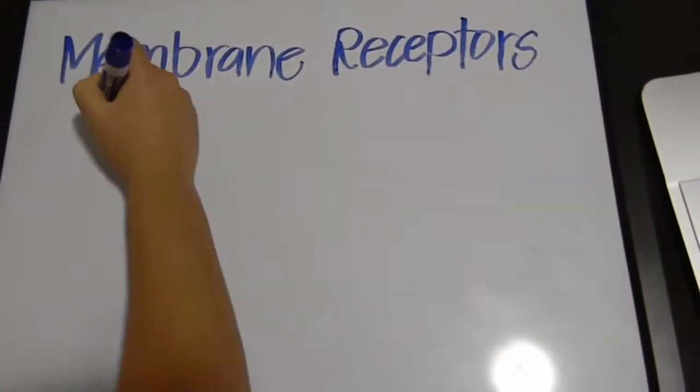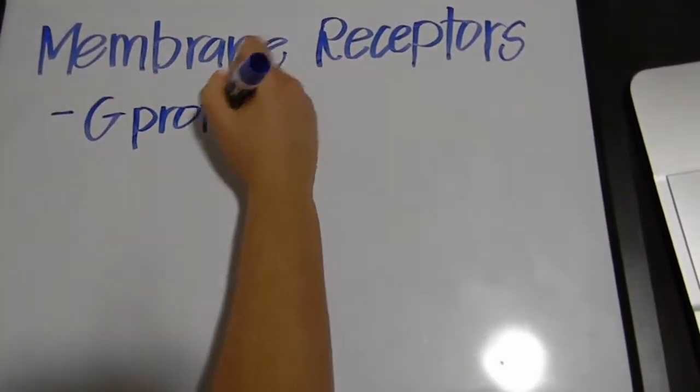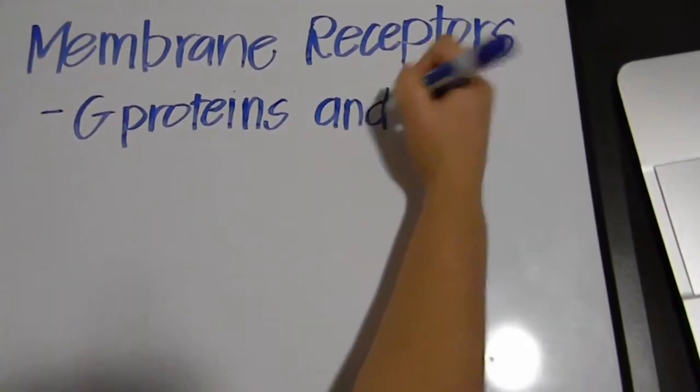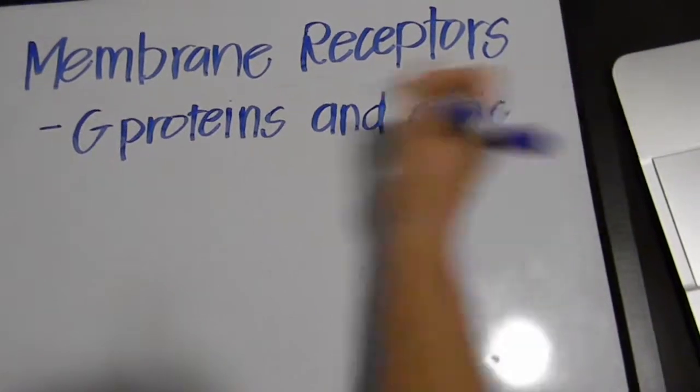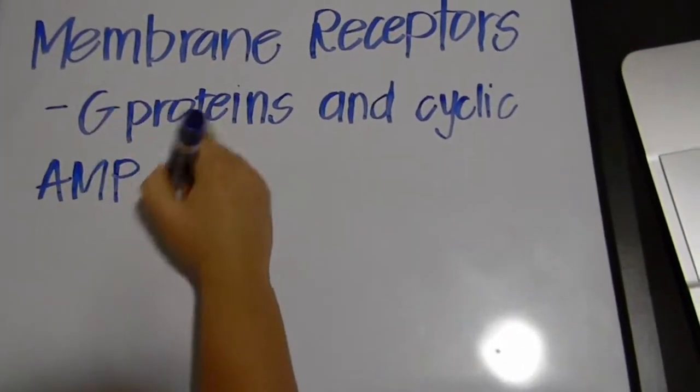Hello, my name is Kori Montenegro, and my modeling project will be covering the topic of membrane receptors, which includes G proteins, cyclic AMP, and signal transduction.